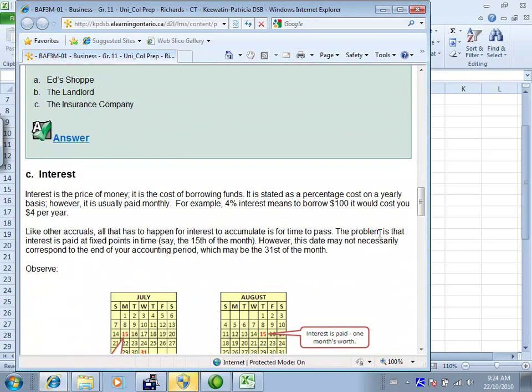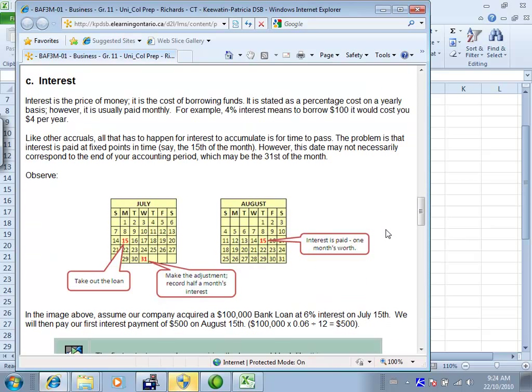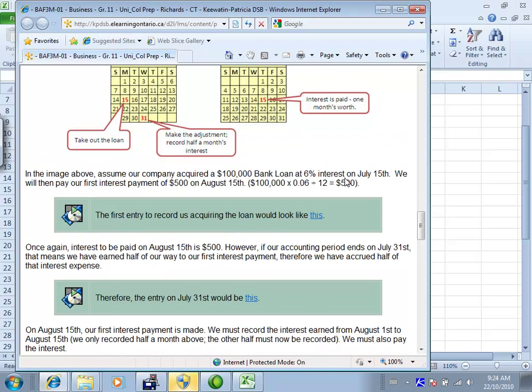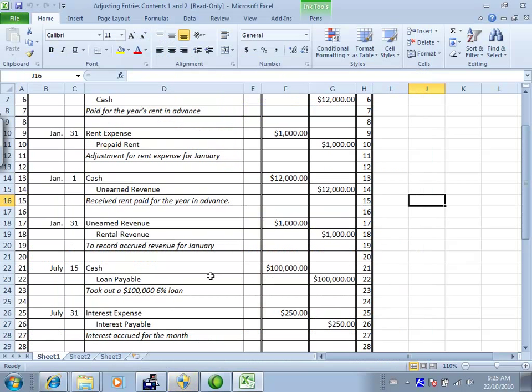Okay, down to the borrowing and interest example. Interest is really the cost of borrowing money. That's what interest is. And they give a couple of examples here. The first entry when you take out a loan for a business is you have to record the whole loan. And so the example here was that this company took a $100,000 bank loan out on July 15th.